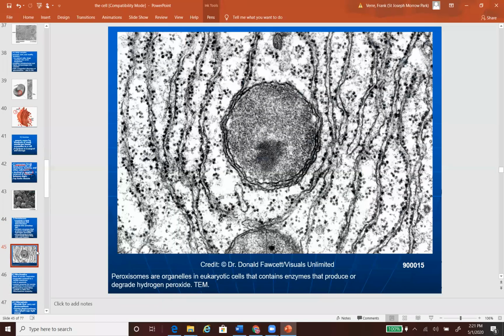Okay, here's a slide of some peroxisomes. It says on this slide that one of the things they break down is something called hydrogen peroxide, which I think you might be familiar with. But in the cell, it is actually toxic. So it must be broken down. So you can see lysosomes and peroxisomes have kind of similar functions, but they're not exactly the same thing.